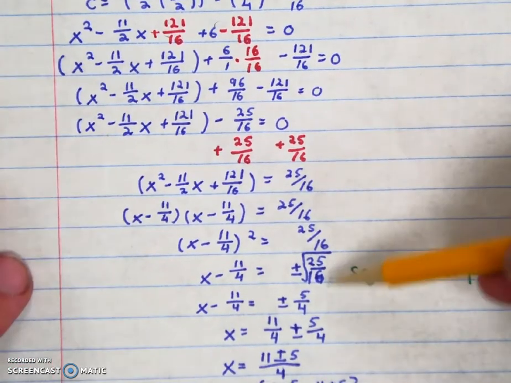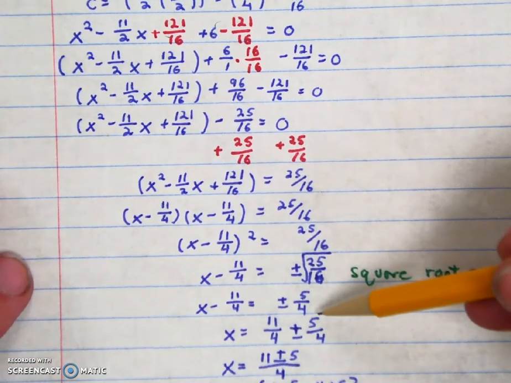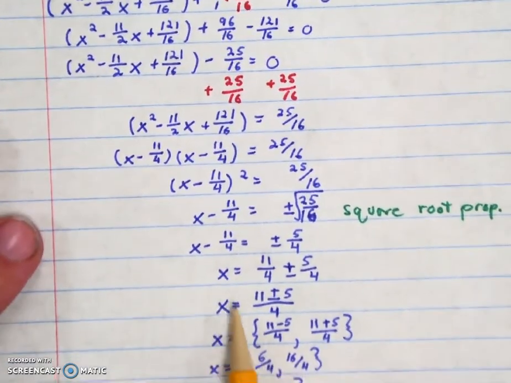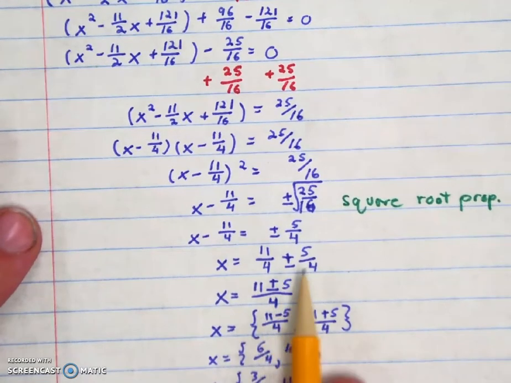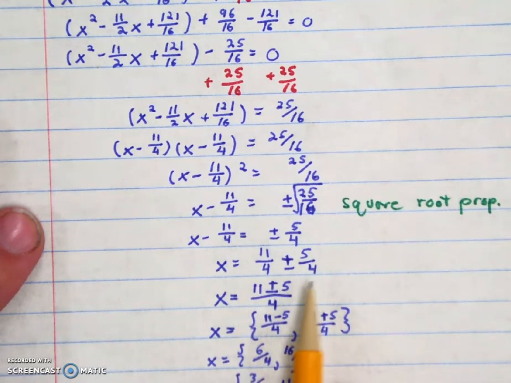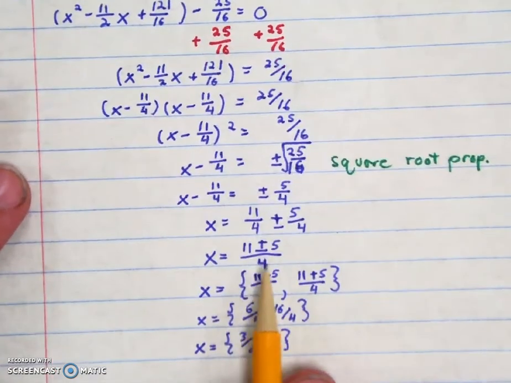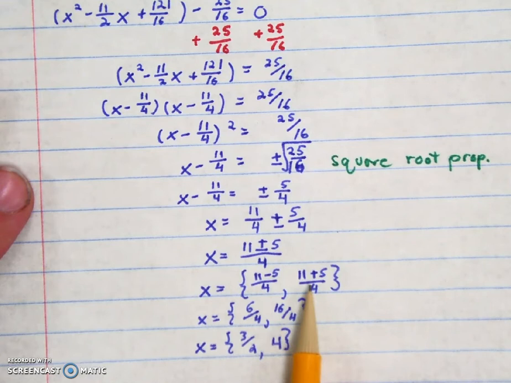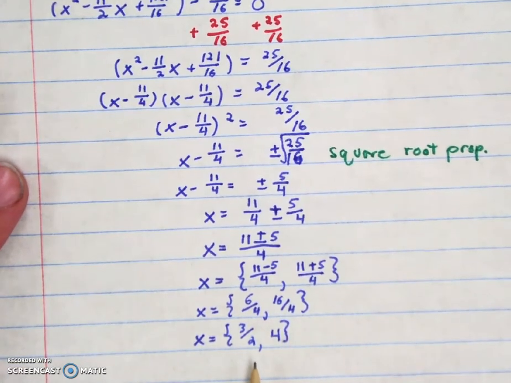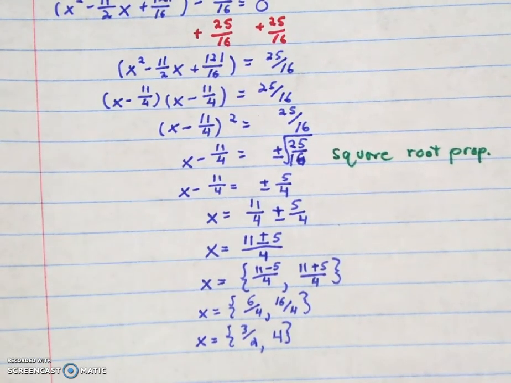Square root of 25 was 5. The square root of 16 is 4. So we can now add the 11 fourths to both sides. So we get x equals 11 fourths plus or minus 5 fourths. Uh-oh, looks like they got something in common. They got that common denominator. So let's write it as 11 plus or minus 5 over 4. And with this notation, that means we get 11 minus 5 over 4 and 11 plus 5 over 4. So this gives me 6 fourths and 16 fourths, which you better believe, once again, deja vu, x equals 3 halves, comma 4.